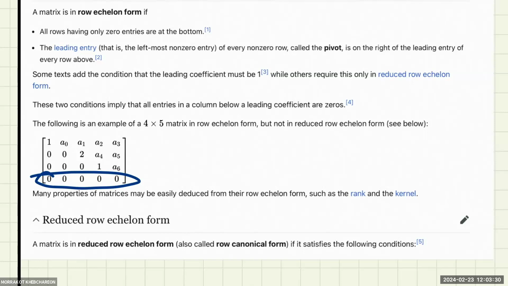Number 2, the leading entry of every non-zero row, which is called the pivot, is to the right of the leading entry of every row above. It means that the pivot is the first non-zero element in the row, the leading element in each row.